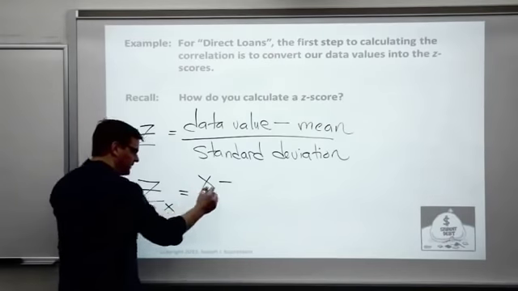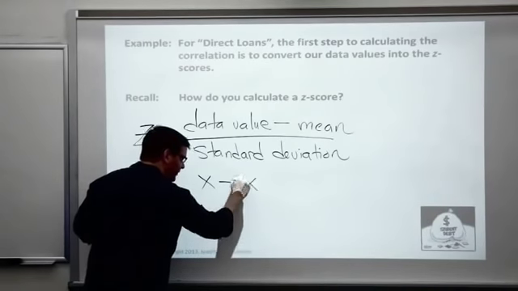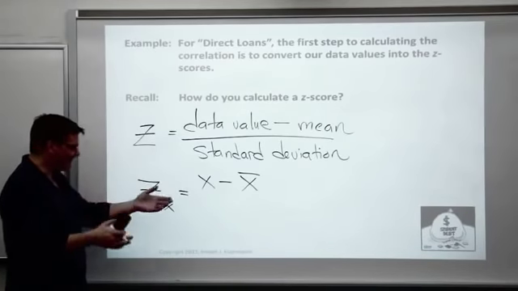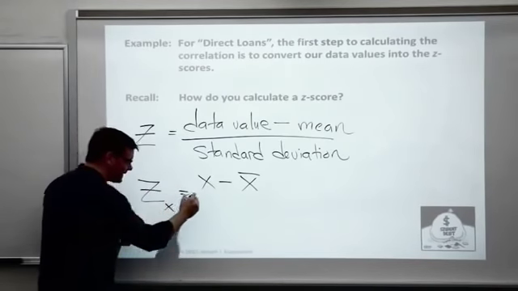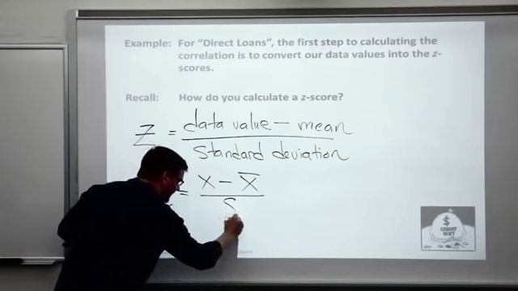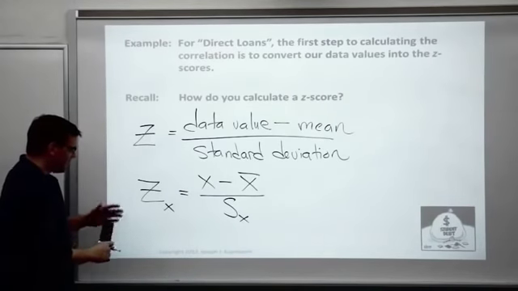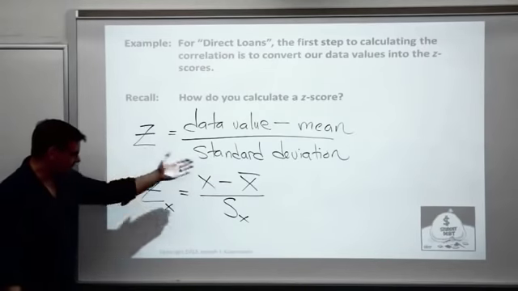What symbol should I use here? I'll put x with a bar over it. We're probably familiar with y bar for the mean of a y variable, so this will be x minus x bar, and we'll divide by the standard deviation of x. So this is for one variable out of our two.